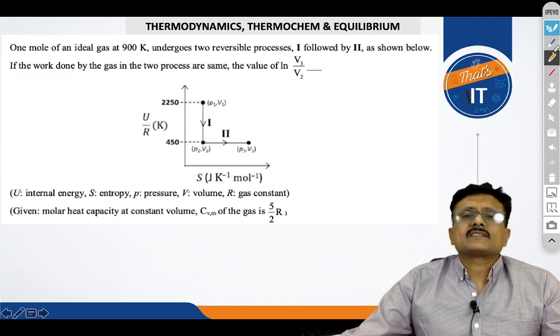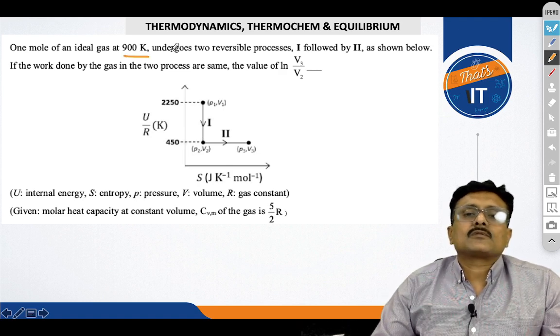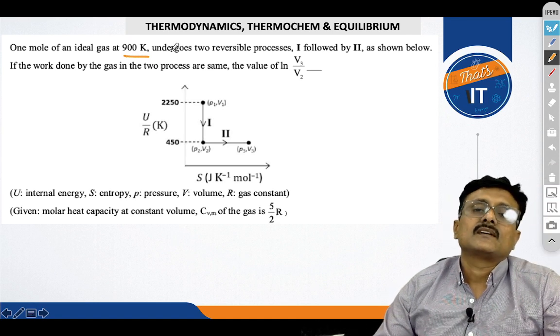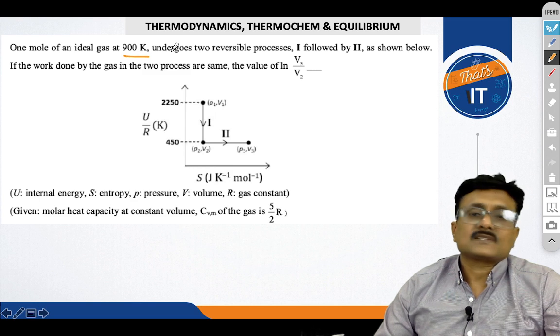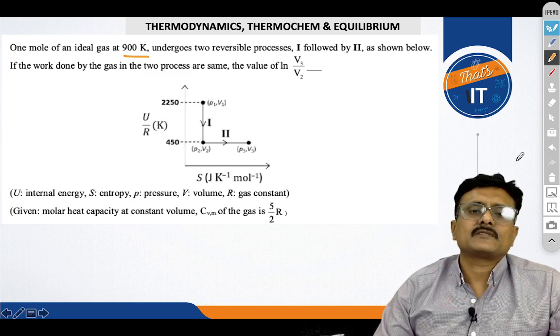Let's see one more interesting question. 1 mole of an ideal gas at 900 Kelvin undergoes 2 reversible processes. You need to identify what process that is. This type of graph-related question is very much asked in the JEE, especially in Advanced. Once you identify the process, you are done.